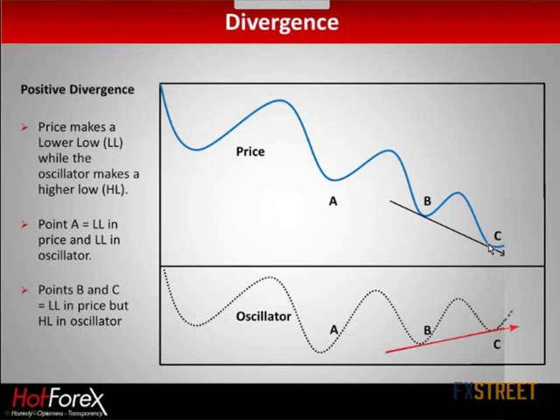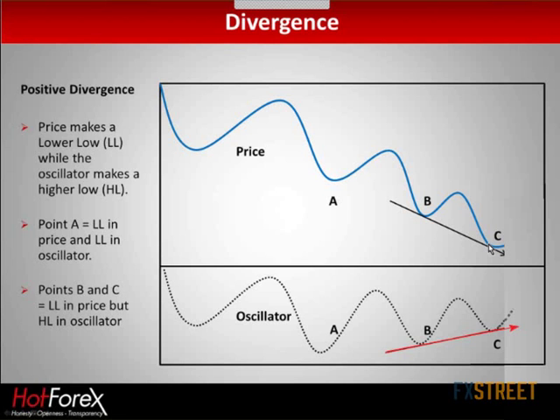And the same the other way around. Price makes a lower low, while the oscillator makes a higher low. That's positive divergence. So in point A, we have a lower low in price, a lower low in the oscillator, but in points B and C, we have basically lower lows in price against higher lows in the oscillator. Yeah, and then in the pictures.